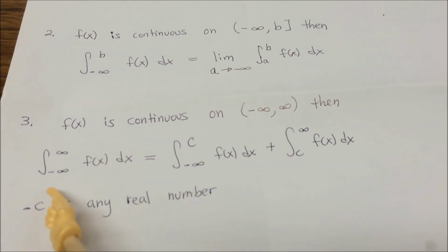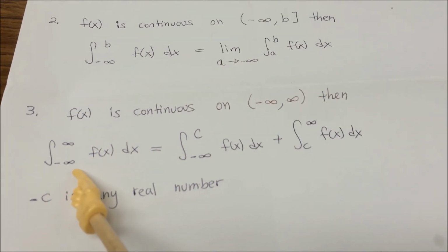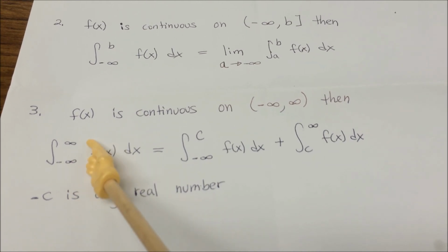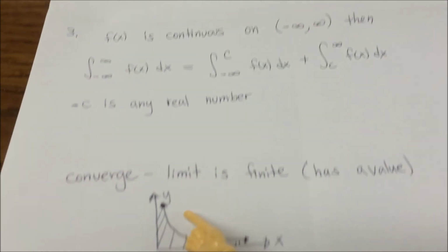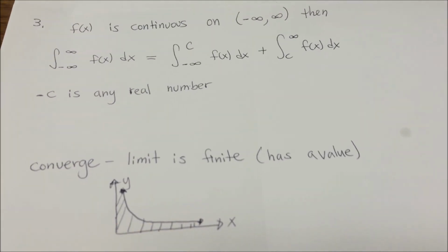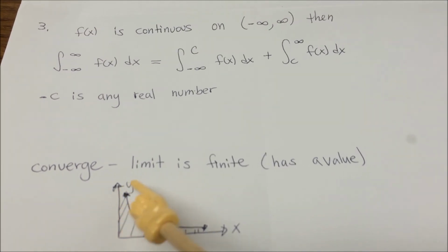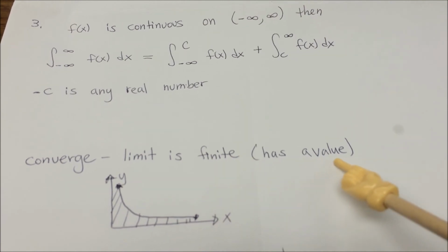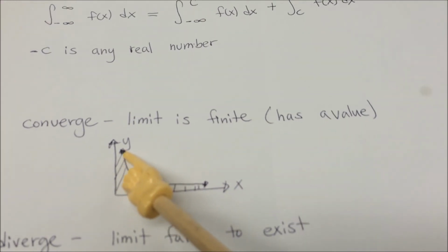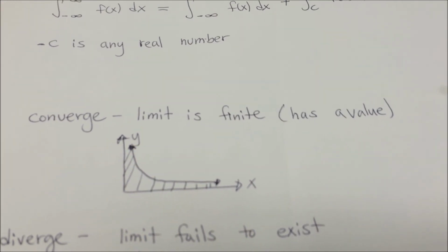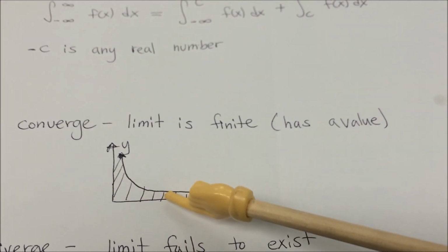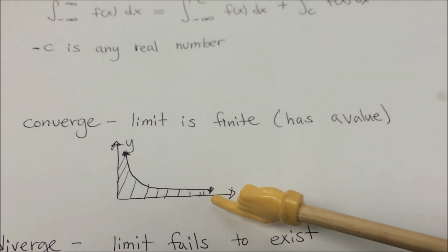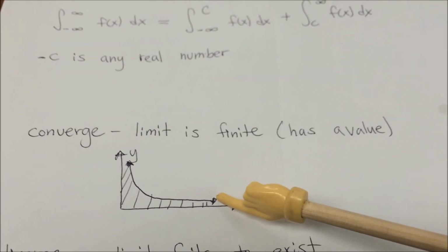Now, if it actually is continuous and differentiable from negative infinity to positive infinity, you do not need to separate this. The other part we have to talk about is converging. The definition of converging is that the limit is finite or has a value. So when you find the area, the integration under the curve, you're going to eventually approach a number, like for example in this case we'll approach 0. If it's 0, it's going to be converging.